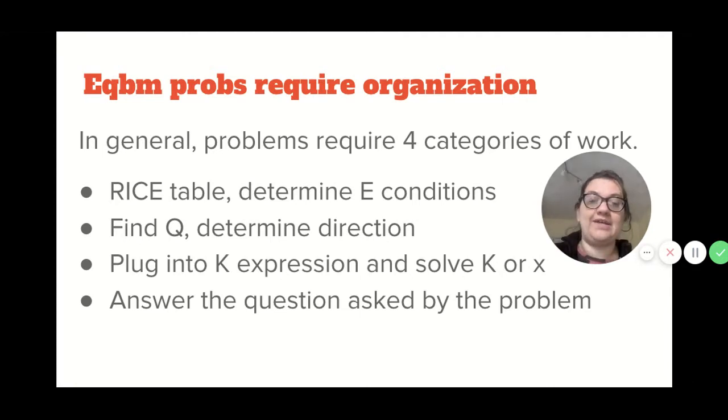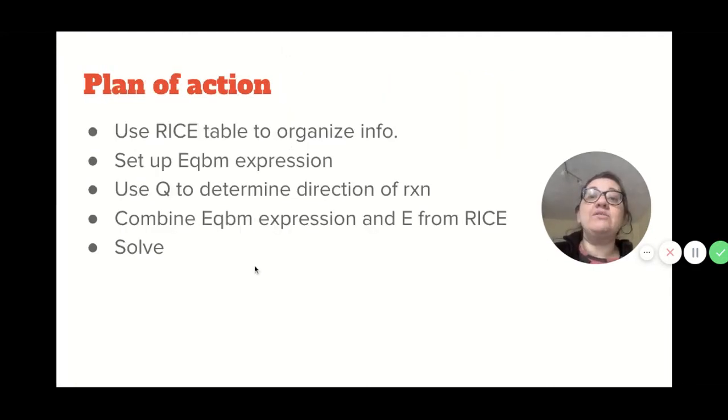So this is how I'm organizing things. In general, I use the RICE table to organize information. So as I get information, I will put it into the RICE table, even if I'm working on something else. I should set up the equilibrium expression. That's an important piece of information that I will use. Q is often helpful, and it's the combination of the K and the RICE table that usually gives you the equation that will help you solve. Not always, but usually.